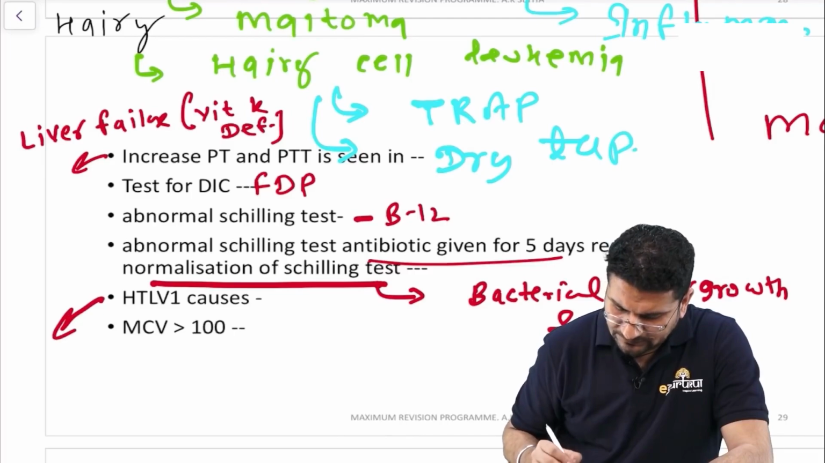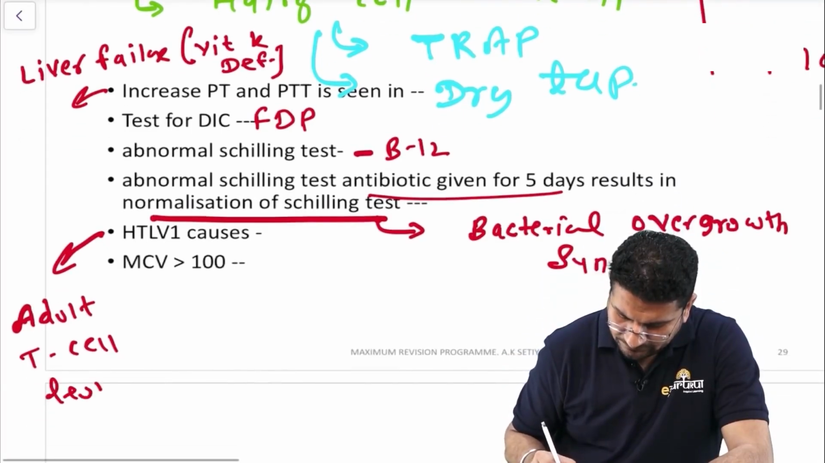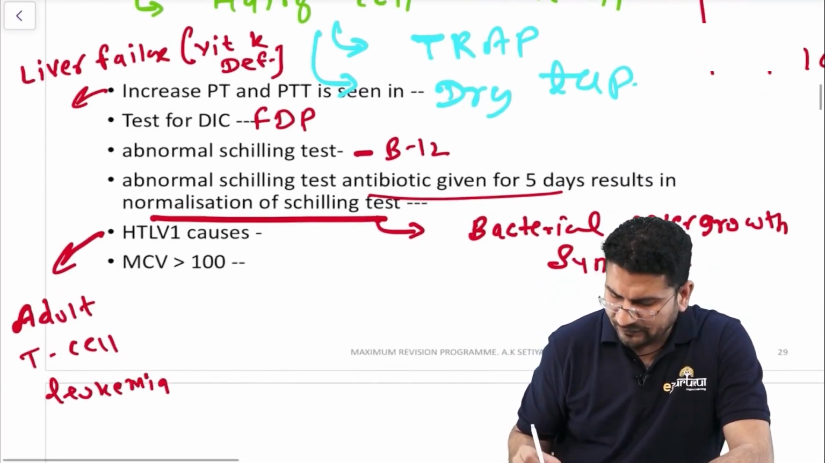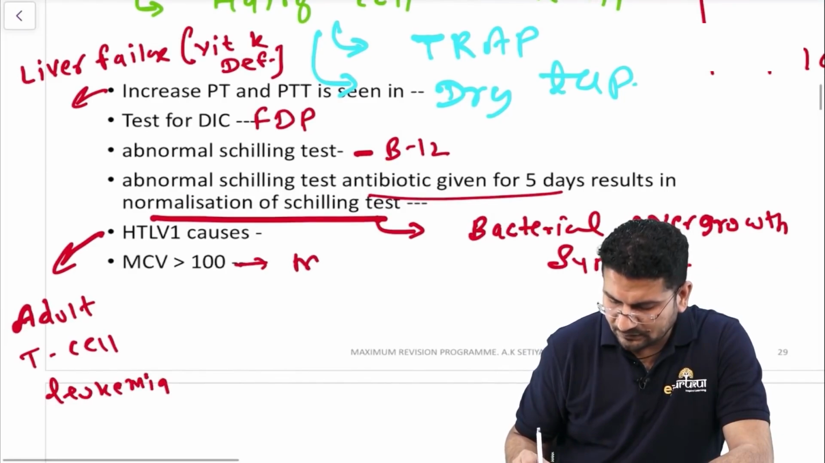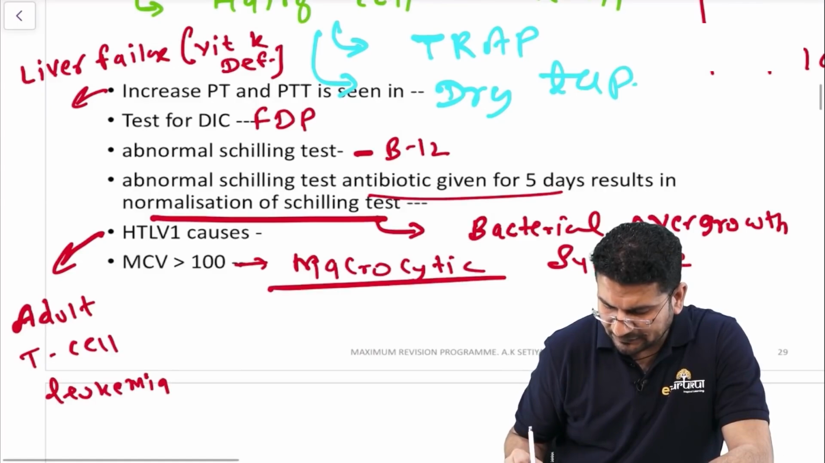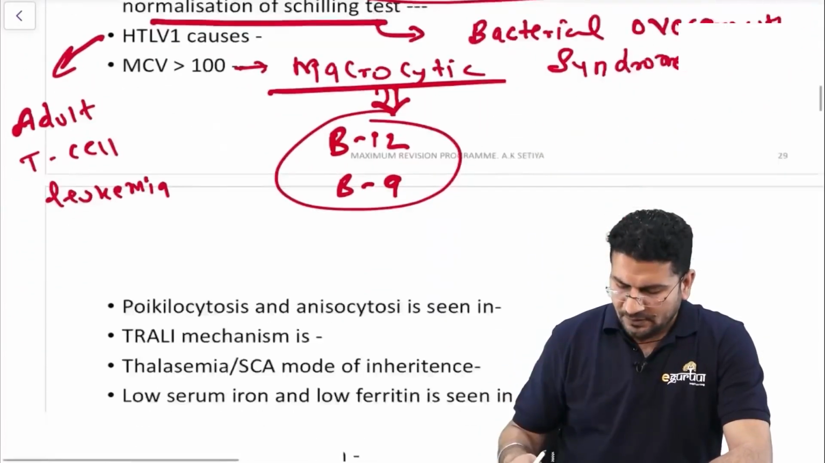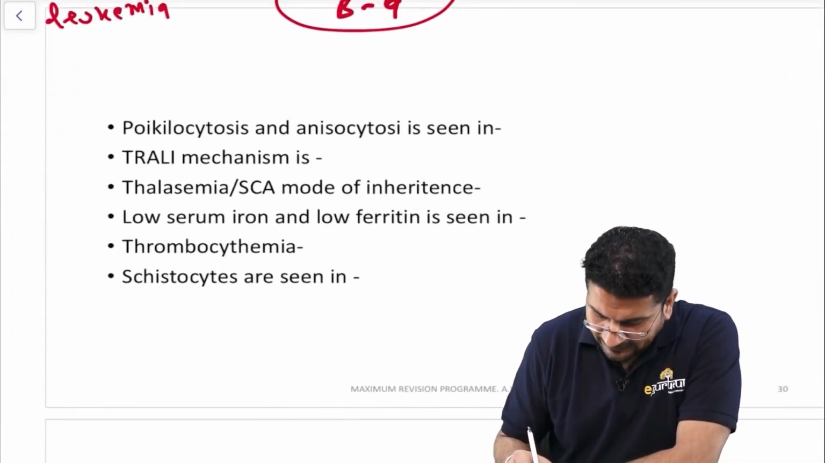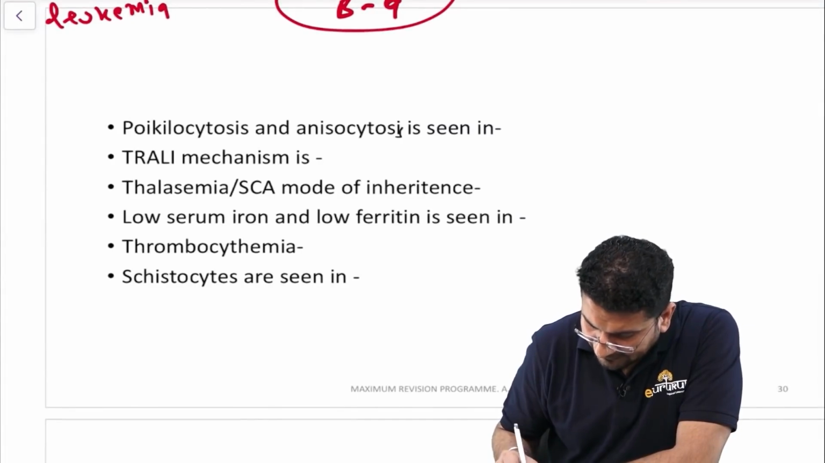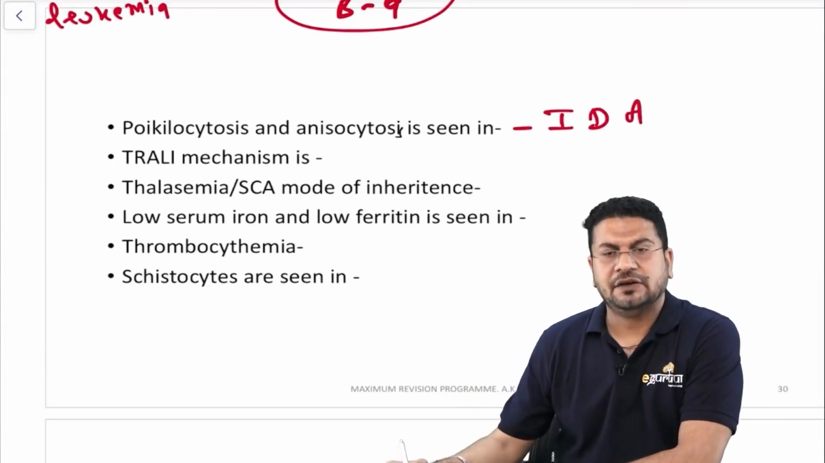HTLV1 causes adult T cell leukemia, as I just told you. MCV more than 100 is macrocytic anemia. Macrocytic or megaloblastic, remember the two important ones: B12 and B9, B9 meaning folate. Poikilocytosis and anisocytosis are features seen in iron deficiency anemia.